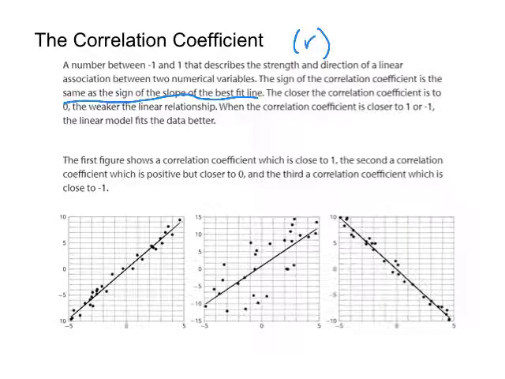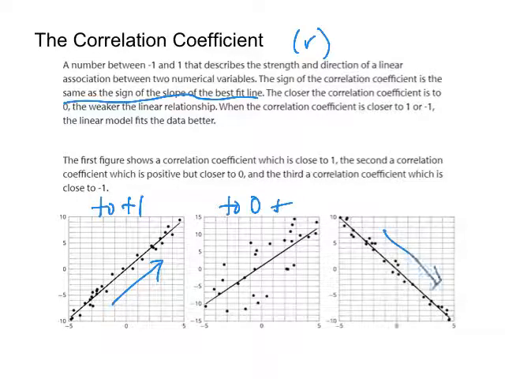So in these examples, you can see here, this is an increasing linear model. So this value is very close to +1. The middle graph is a very poor linear model. You can see the scatter plots very wide apart from the line. It is increasing though. So this is closer to 0, but positive. And the last model is a very good decreasing linear model. So this is very close to -1.